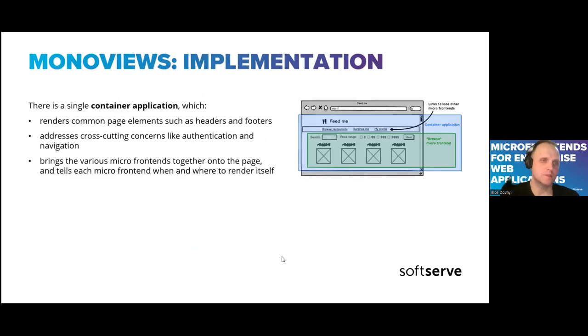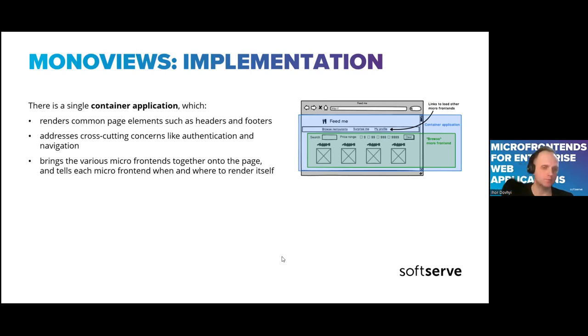How can it be implemented? Usually there is a single container application which renders common page elements such as headers and footers, which might contain some shared components. That container app addresses some cross-cutting concerns like authentication and navigation. And it's also responsible for bringing the various microfrontends together onto the page, loading and unloading them.